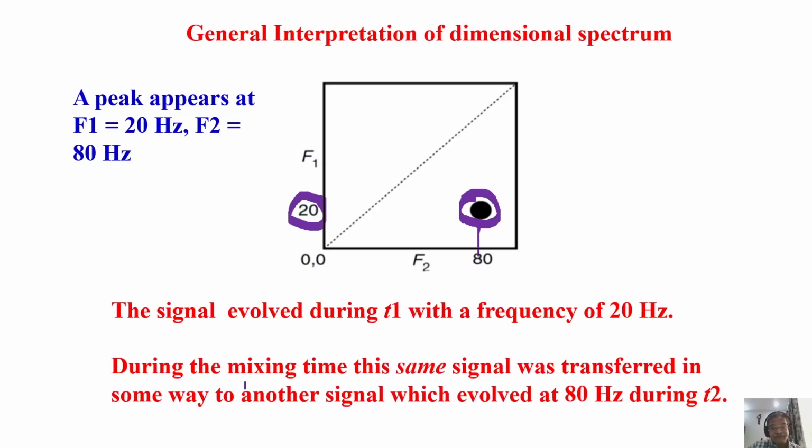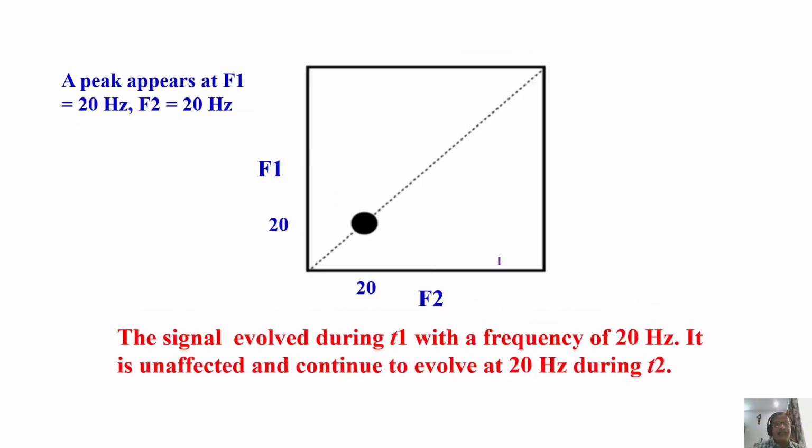Okay, so this spin has given magnetization to another spin, and this spin has its own frequency retained. In the T1 dimension, it is always 20 Hertz, whereas in the T2 dimension, it is 80 Hertz. This is how you have to interpret. You have to do it like this. So, if I want to see the precessional frequency of this peak, or this spin, or this magnetization, I will say in this F1 dimension it is 20 Hertz, and in the F2 dimension it is 80 Hertz. That's the way you have to interpret a 2D spectrum, any 2D spectrum. Now, let us say I have a peak here.